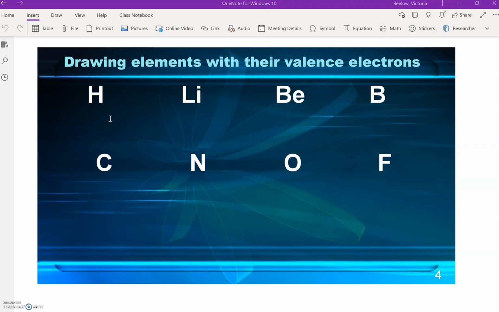So by lone pairs, I mean a pair of electrons that will not be participating in bonding. And then it will also tell us how many electrons will be by themselves, and those electrons will participate in bonding.